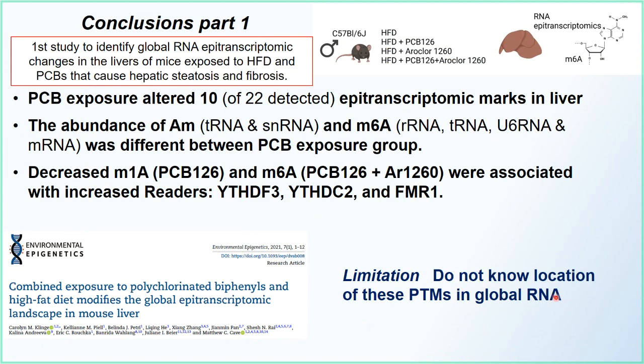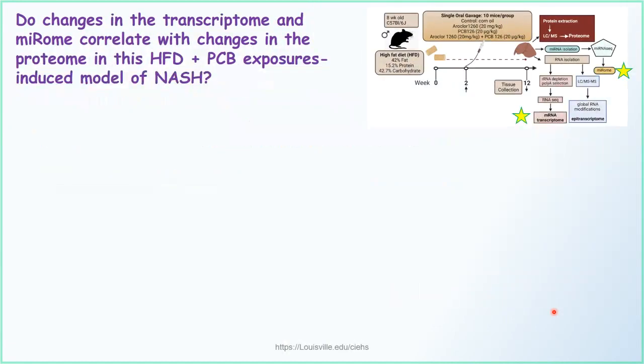Now, a limitation of this whole work is that we don't know the location of these post-transcriptional modifications in global RNA. So we don't know if this is all tRNA or rRNA, which are the most abundant transcripts in the global RNA isolation.